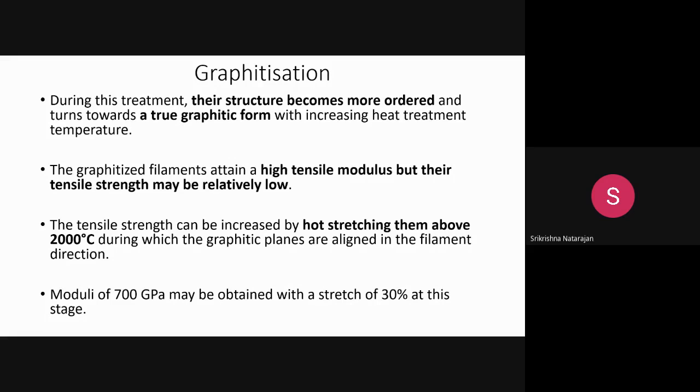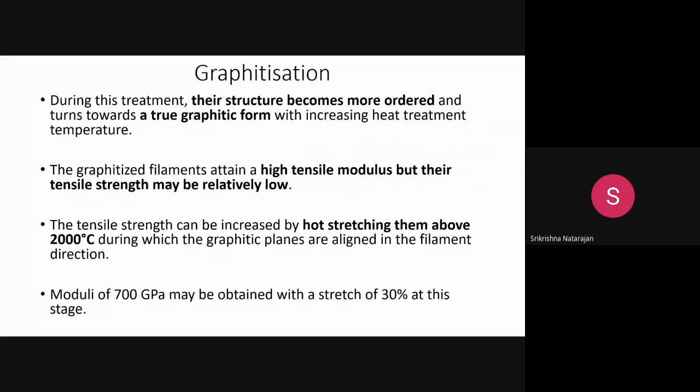Only then will you get good mechanical properties like higher tensile modulus and also tensile strength. In this process, one important thing is you need to apply some tension, some stretching. Though the high temperature itself can remove the low molecular weight fragments and the structure becomes more ordered, you still need to apply some stretch so that the graphite structure gets a proper alignment. You apply a certain percentage of stretch, around say 30%, and you will get a modulus of say 700 gigapascal.